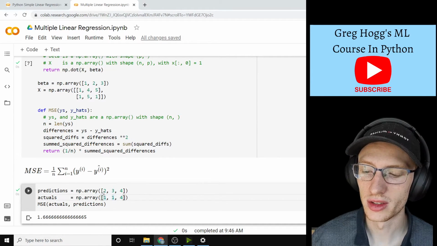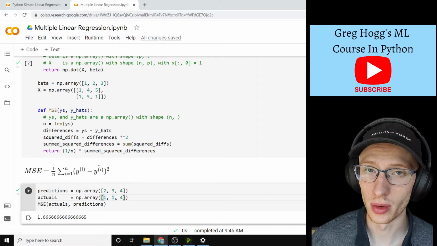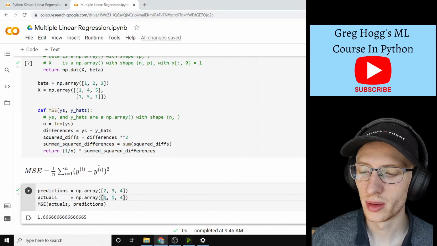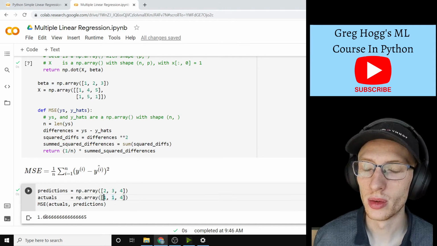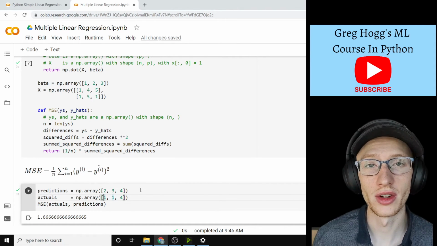So we square those things. So we get differences of 1 and 4. Sum that, we get 5. We divide that by 3. So 5 divided by 3 would be 1.6. So that is our MSE function.